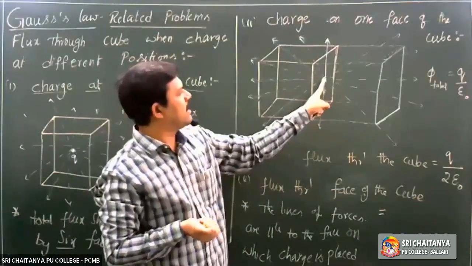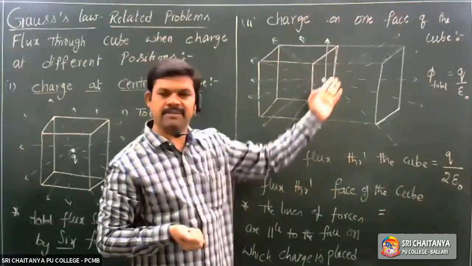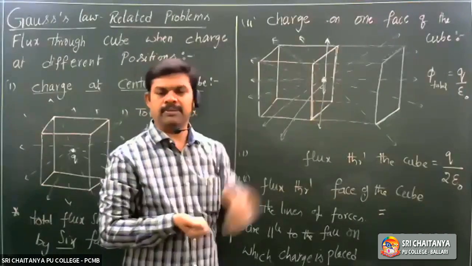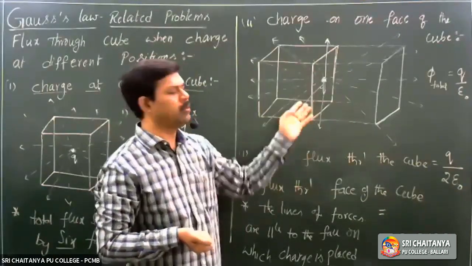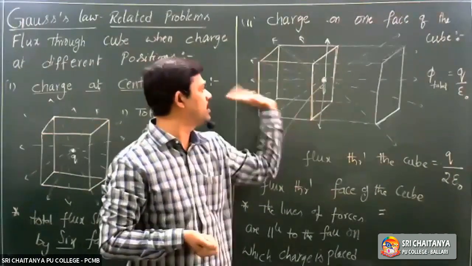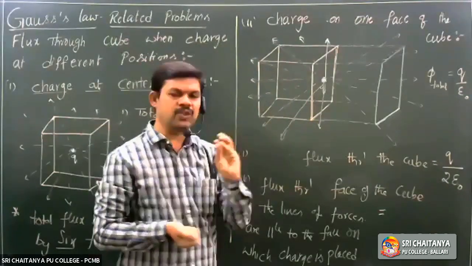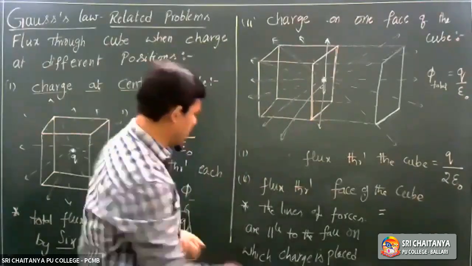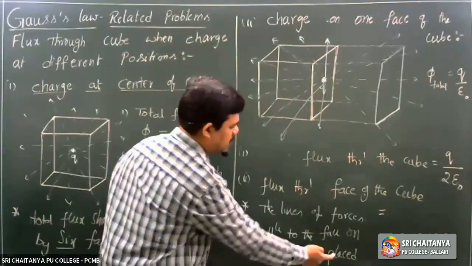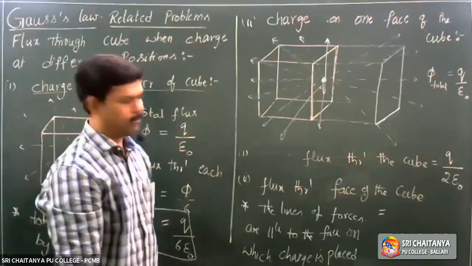The charge is placed on one face, so lines are parallel to that face. So flux through this face is 0. So remaining in the cube, there are 5 more faces. So whatever flux is coming out, those lines are passing through those 5 faces, right? So the lines of force are parallel to the face on which the charge is placed, so flux through that face is 0.